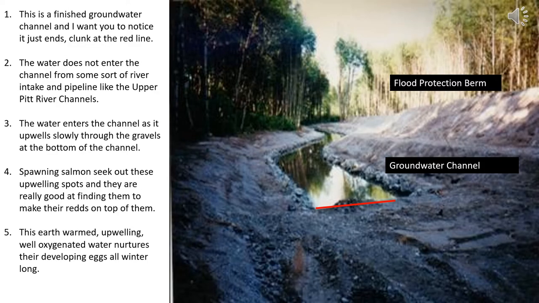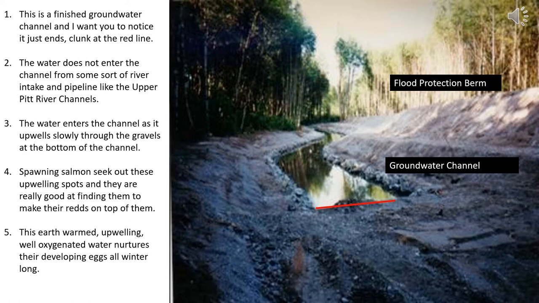So this is the finished groundwater channel. It's the Brennan Park channel on the Mamquam River, which is just across the river from the previous channel, the Mamquam channel. It is in the same aquifer, but on the opposite side of the river, set well back from the active channel of the Mamquam River. So you can see the groundwater channel.